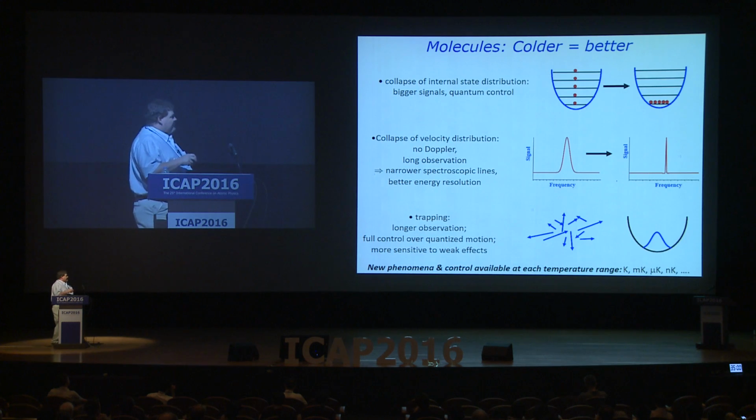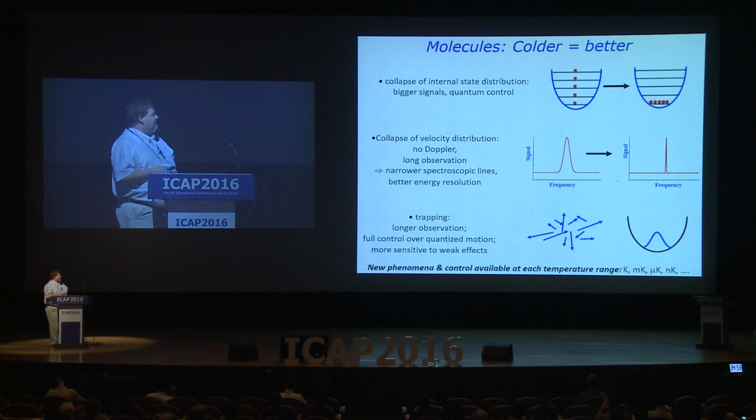So one of the themes that you'll see throughout the talk is that with molecules, colder is better in almost every way. So for example, the internal structure of molecules, the rovibrational structure, means that for any ordinary temperature, there's a Boltzmann distribution that spreads population over many internal levels. So when we talk about cold molecules, we mean not just cold in their motion, as we usually care about for atoms, but also cold in their internal degrees of freedom.